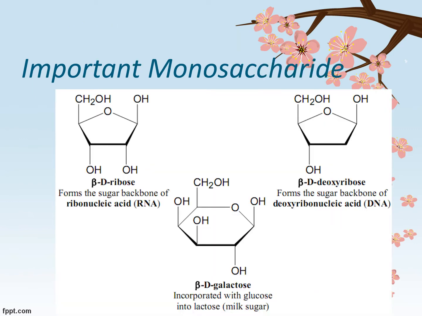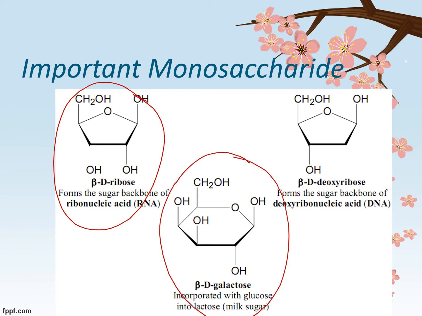These three are examples of important monosaccharides. The first one here is beta-D-ribose, which is the sugar backbone of RNA. The second one is beta-D-galactose. This is incorporated with glucose into lactose. The third one is beta-D-deoxyribose. This forms the sugar backbone of DNA.